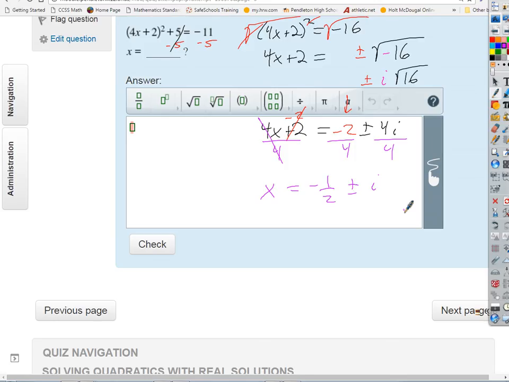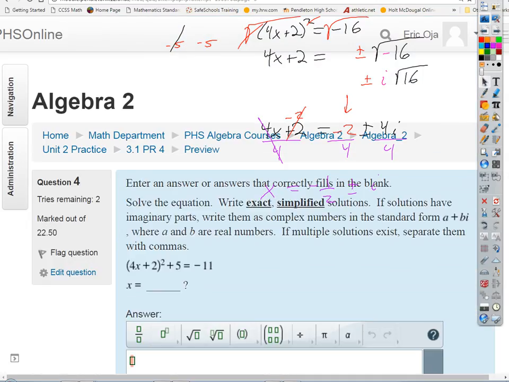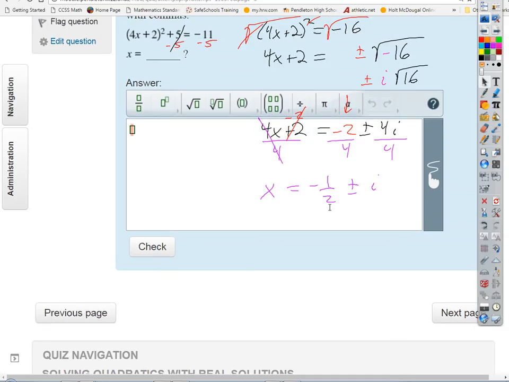And that's in the correct form because notice if you look at the directions here, it wants us to write our solutions, if they're complex numbers, in the standard form a plus bi, where a is the real part and b is the imaginary part, so they're separated. Well, that's what we did, right? Real part is negative 1/2 and the imaginary part is 1, the coefficient of i. Okay?